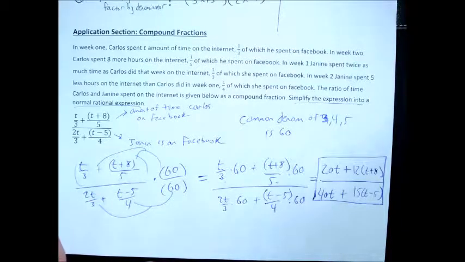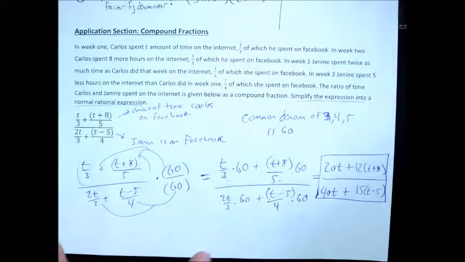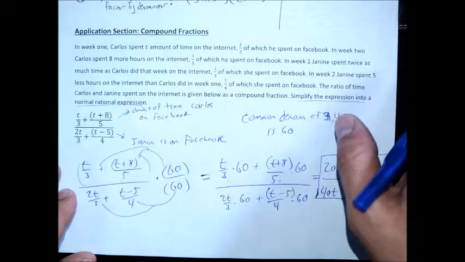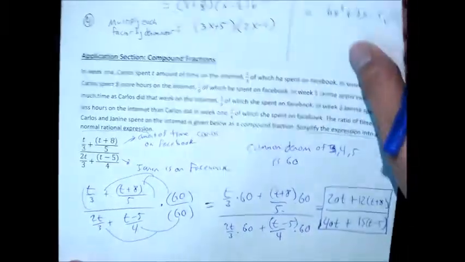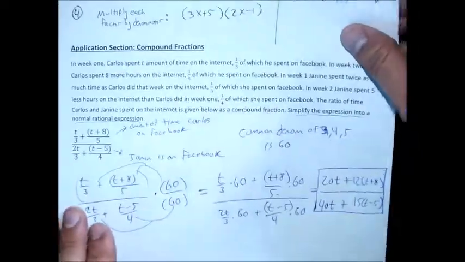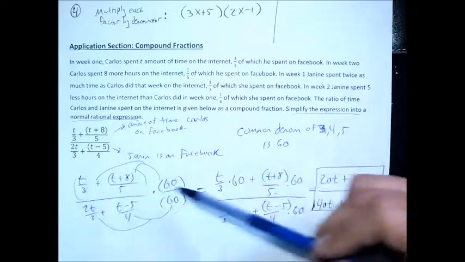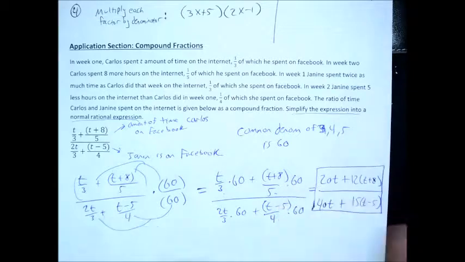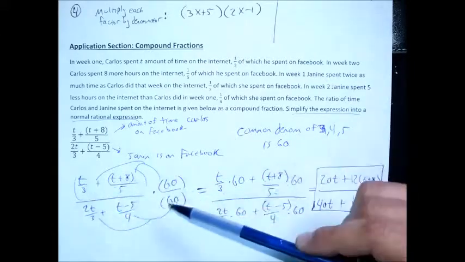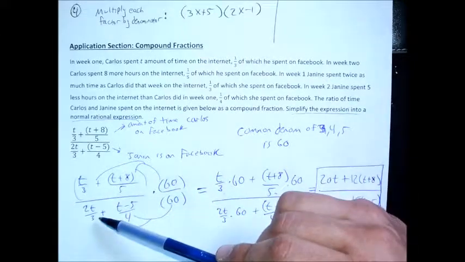Why wouldn't you distribute the 60 to the denominators as well? So do t times 60, 3 times 60, plus 60 times t plus 8, and then 60 times 5. So when we wrote this down the first time, this top 60 goes into the numerator and the bottom 60 is going into the denominator. Is that part okay? So only one 60 is going into the numerator and a single 60 is going into the denominator.